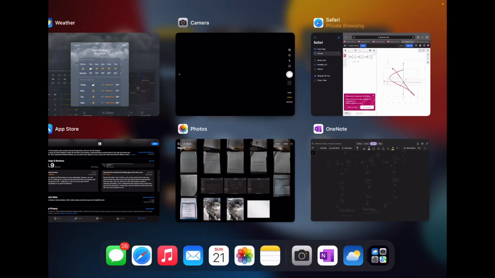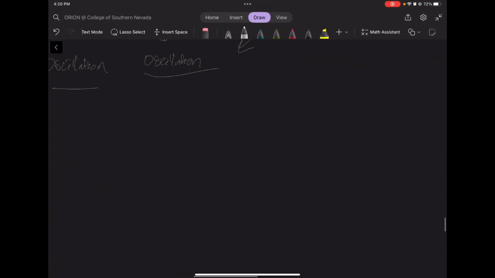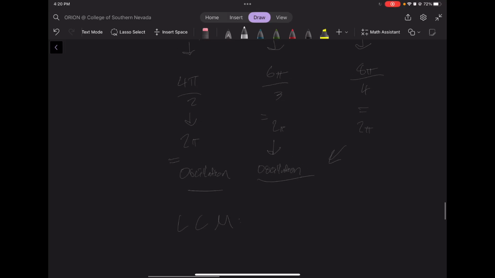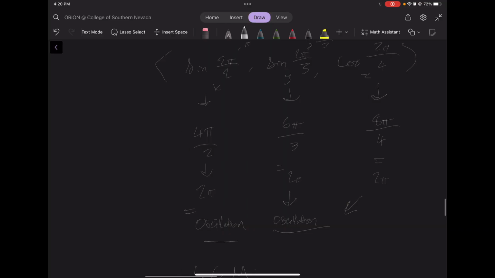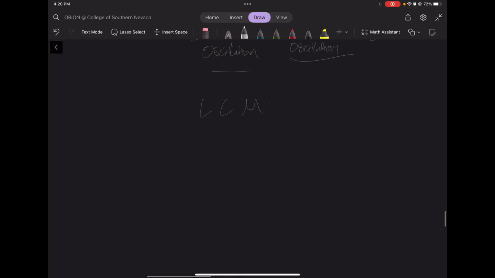So what is the minimum number that we need to figure this out? Well, I think what we need to find is the least common multiple of the numbers. Basically, we need 4 pi over 2 to make 2 pi for this. We need 6 pi over 3 to make 2 pi. We need 8 pi over 4 to make 2 pi, right? So we're going to take those 3 numbers and find their least common multiple.